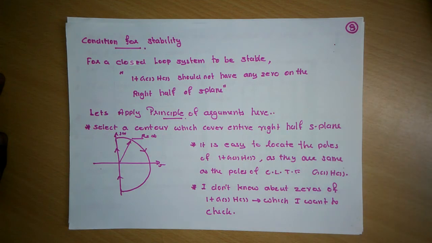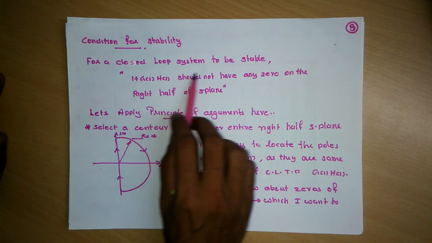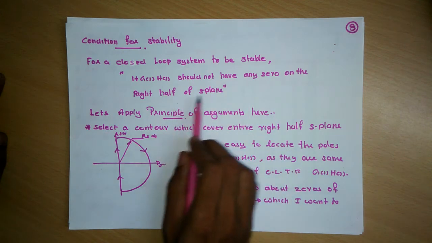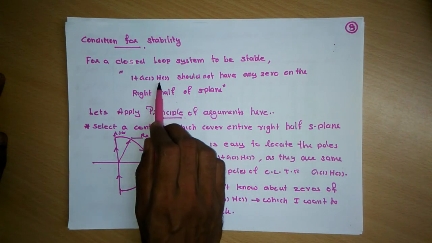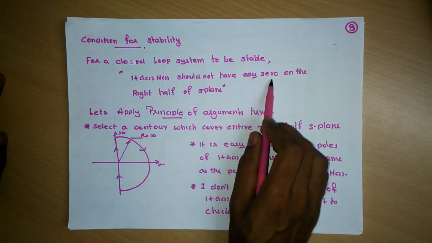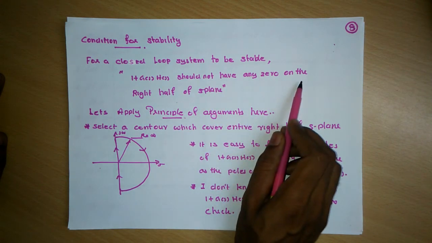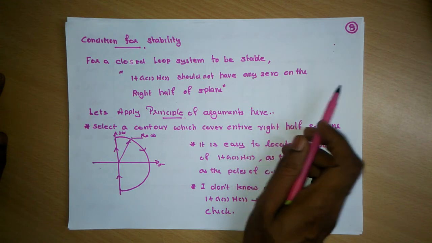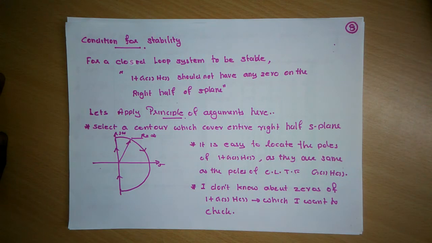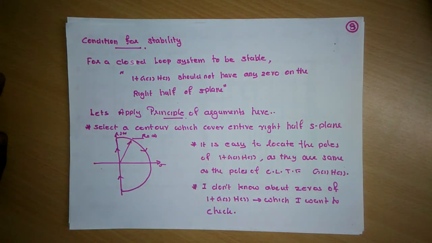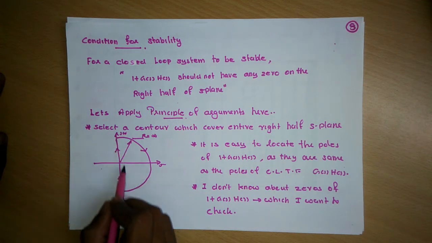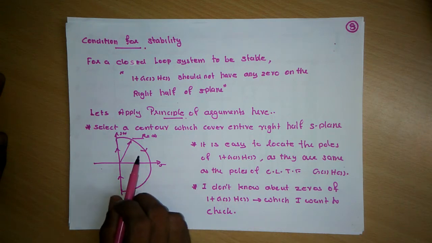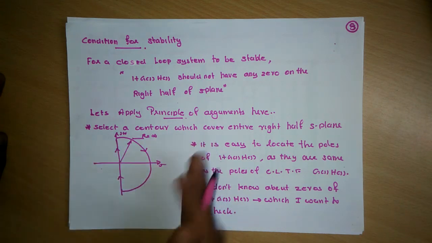So now I will state the condition for stability. For a closed loop system to be stable, 1 plus G of S H of S should not have any zero on the right half of the S-plane. That means that if 1 plus G of S H of S has a zero on the right half of the S-plane, then the closed loop system has a pole on the right half of the S-plane. So let's apply the principle of arguments over here. I'm taking an S-plane. My aim is to check for zeros of 1 plus G of S H of S in the right half of the S-plane.